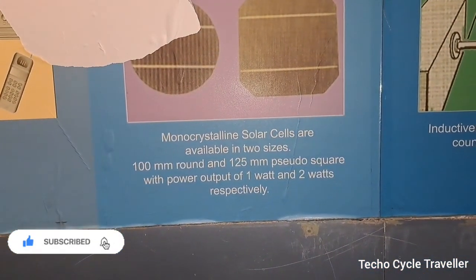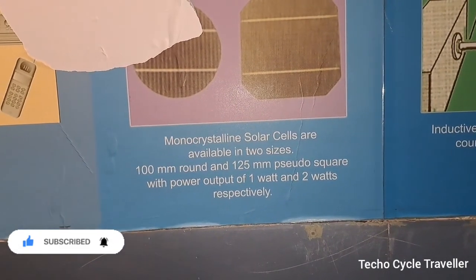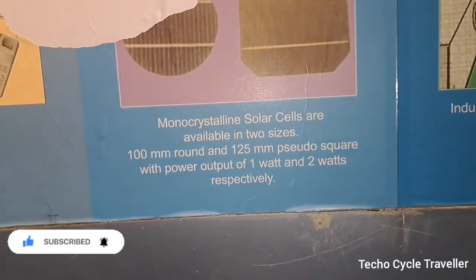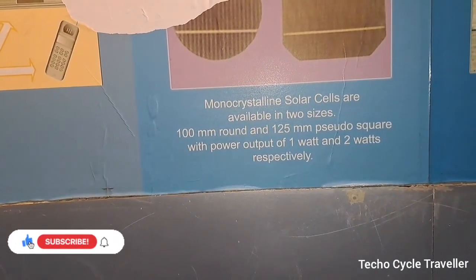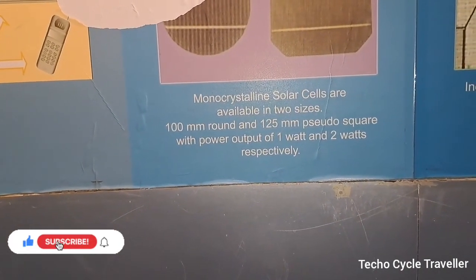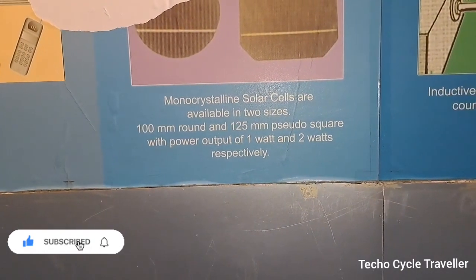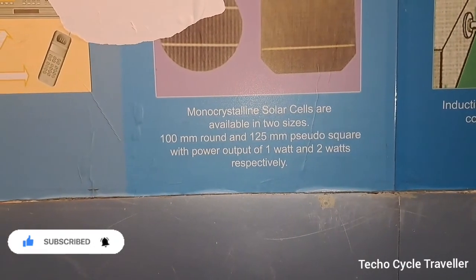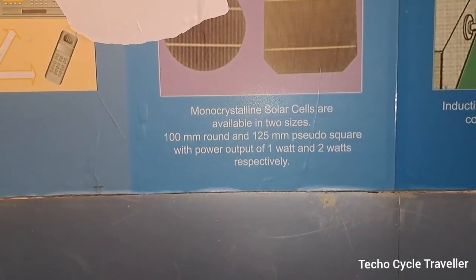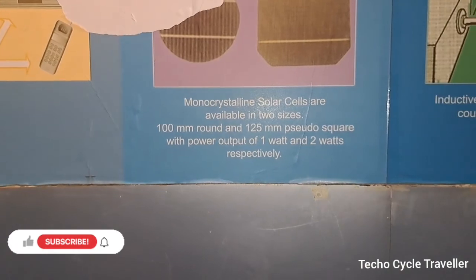Monocrystalline solar cells are available in two sizes, 100 mm round and 125 mm pseudo square, with power output of 1 watt and 2 watts respectively.